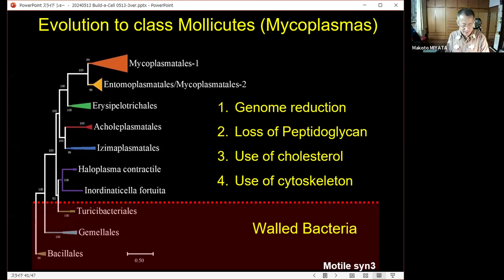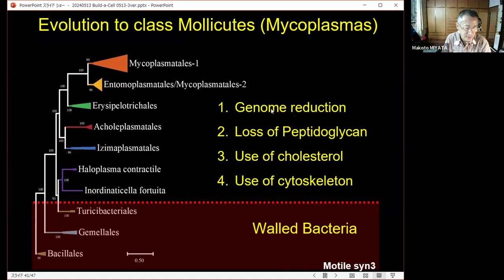Mycoplasma is featured by the small genome, but it is a genome reduced by the parasitic lifestyle. So actually, what is normal? The original bacteria was Bacillus. If we make the boundary, here is the world of kind of normal bacteria, and here is the mycoplasma group.